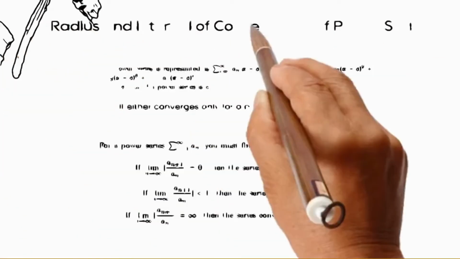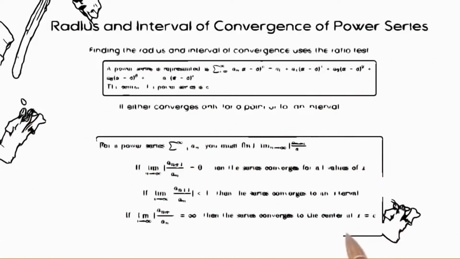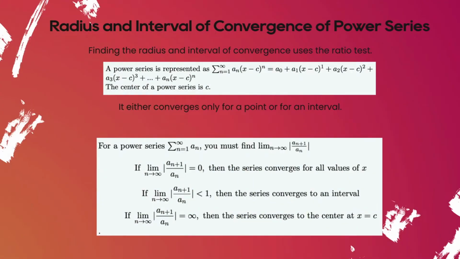Now the radius and interval of convergence of a power series. You can see how a power series is represented on the screen. A power series is basically centered at a value such as x equals c. To figure out how a power series converges, you must use the ratio test. So you find the limit as n approaches infinity of a of n plus 1 divided by a of n, which is what we used in the ratio test also.